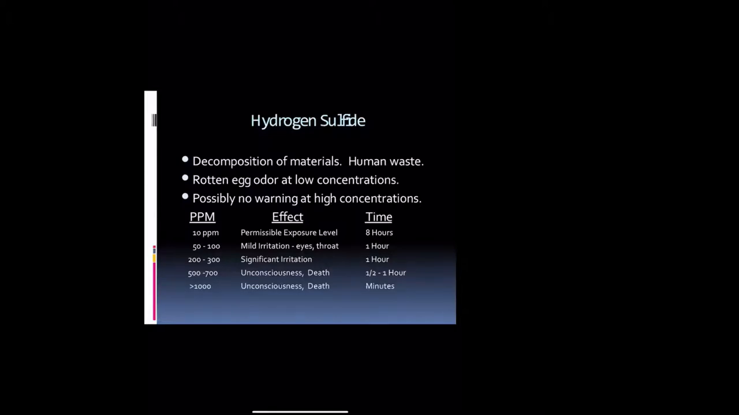But if this number starts to go up, right, you have to reduce the amount of time you can actually work in the space. This is showing how fast it would affect you. Greater than 1,000 means unconsciousness and death in just minutes, right? So PELs are for everything. There's a PEL for silica and asbestos, and how much can I breathe of this aerosol spray? How much WD-40 can I get exposed to? Permissible exposure limits is what you need to watch as far as exposure.